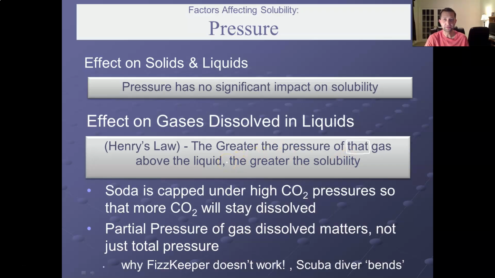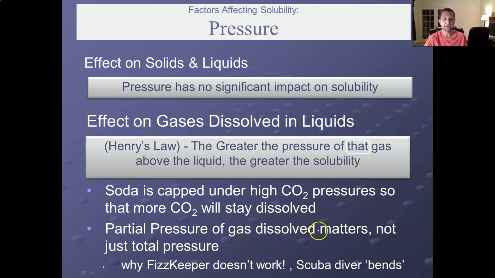So think of a bottle of soda, right? It's pressurized. When you open that 2-liter bottle of soda or a can of soda, you hear some of that air escaping, right? So soda is capped under high CO2 pressure, so more CO2 will stay dissolved. Carbon dioxide is what gives you the carbonation in soda, right? The carbon dioxide is dissolved in the soda. So in order to increase the solubility, keep it dissolved. That's why the soda can sit on the shelf for so long and not go flat. And when you open it, it starts to go flat. It's because it's pressurized with carbon dioxide, the same gas that you want to dissolve in the soda.